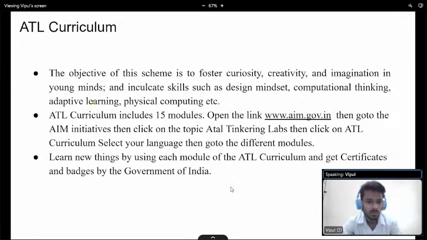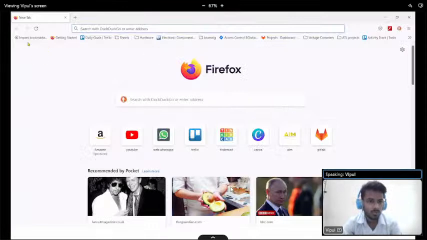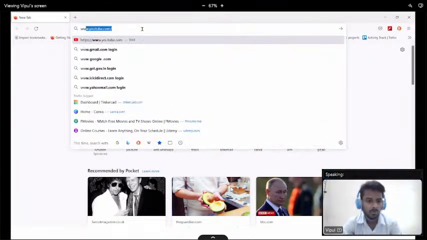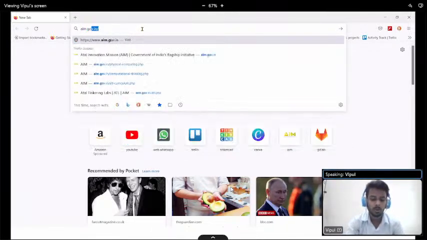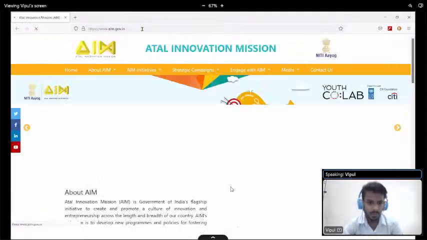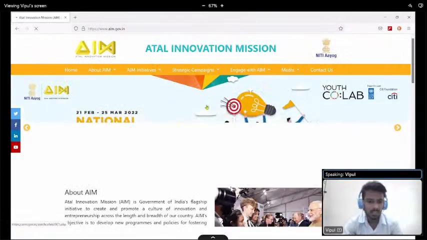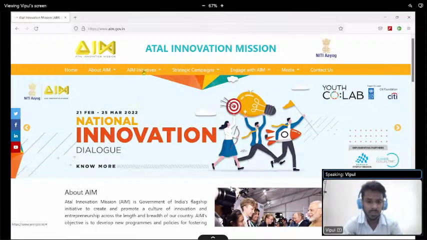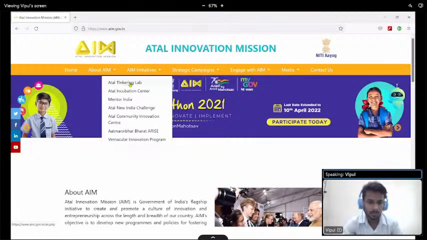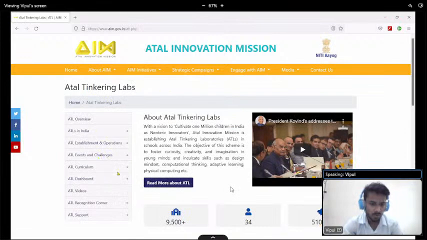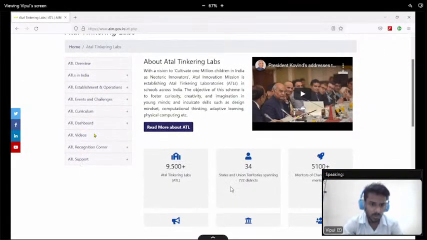For the ATL curriculum, you just have to go to the site www.aim.gov.in. Just open up the browser and simply type aim.gov.in. After clicking on this, the interface will be displayed like this. Just go to AIM initiatives and ATL Tinkering Lab. After that, you can see some drop-down menus over here. Here you have to go to the ATL curriculum.